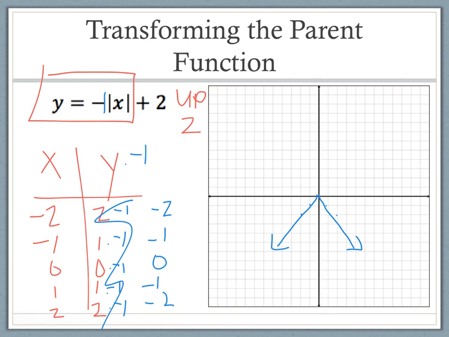Okay, so we talked about how the negative a values will flip your graph. That's what we meant by reflecting or flipping the graph. So now we still aren't done. We have to go up 2. So I'm going to shift all these points up 2. Let's go back to red. Go up 2 to each of these points.